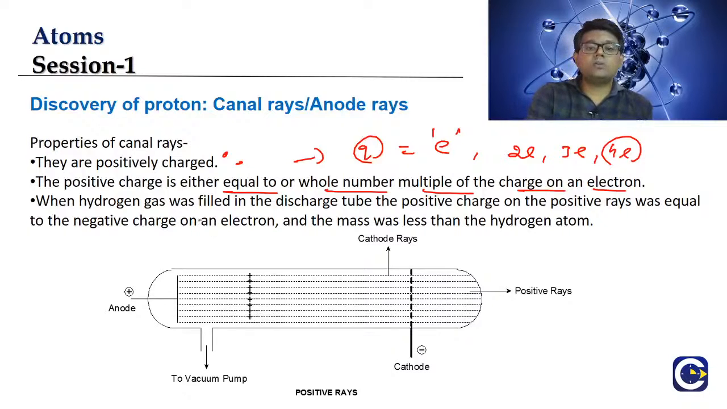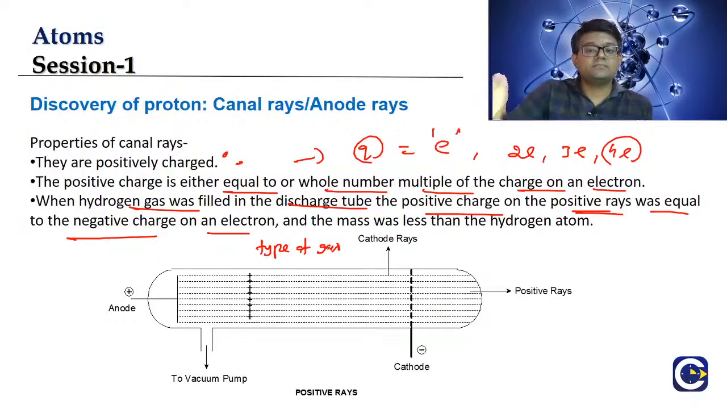If you have hydrogen gas filled in the discharge tube, the positive charge on the anode rays is exactly equal to the negative charge of the electron. This means the charge value depends upon the type of gas used. The charge value is not the same. If you take hydrogen gas, then the positive charge on the anode rays is exactly equal to the negative charge on the electron.